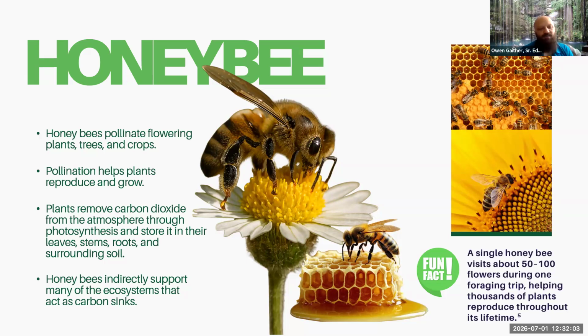And a fun fact about honeybees, a single honeybee visits about 50 to 100 flowers during one foraging trip, helping thousands of plants reproduce throughout its lifetime. Think about that. One bee will go around to between 50 and 100 flowers. That's a pretty amazing little life that they have, and they work really hard at doing it. And not to mention that honey is delicious.